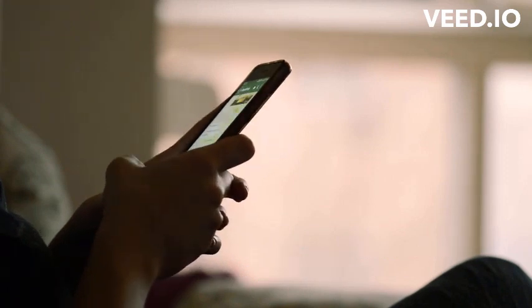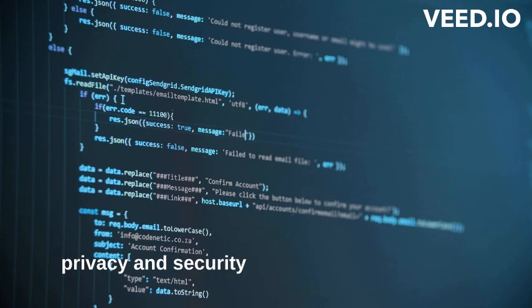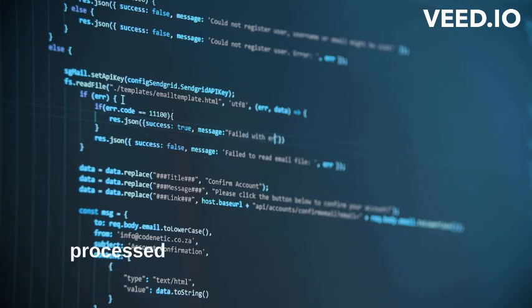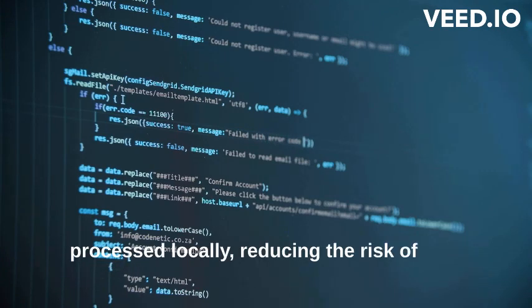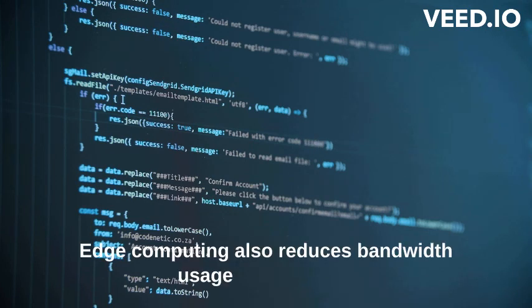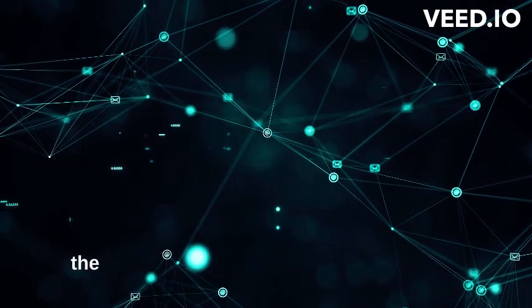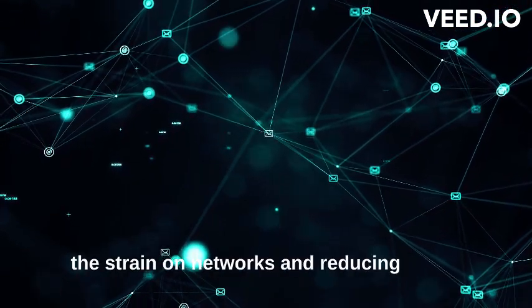automation. Edge computing also provides benefits in terms of privacy and security, as sensitive data can be processed locally, reducing the risk of data breaches. Edge computing also reduces bandwidth usage as data does not need to be transferred over long distances, reducing the strain on networks and reducing costs.